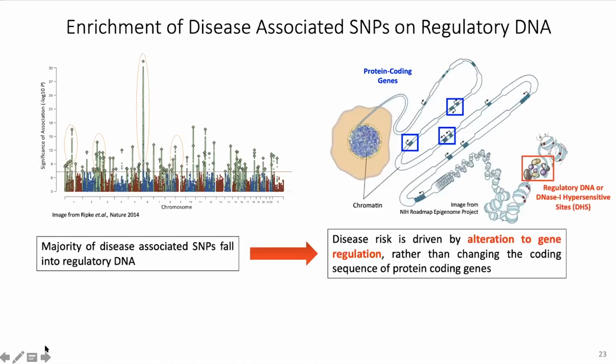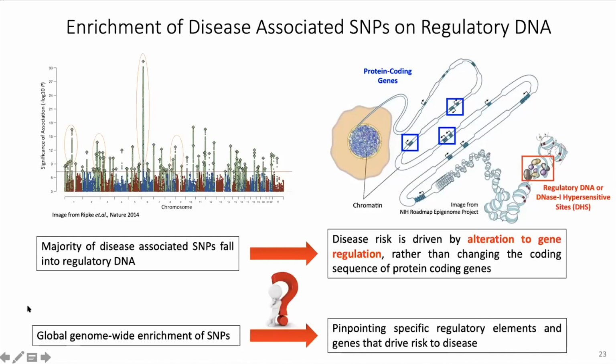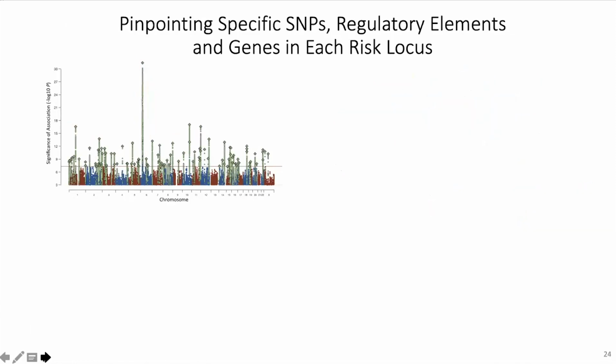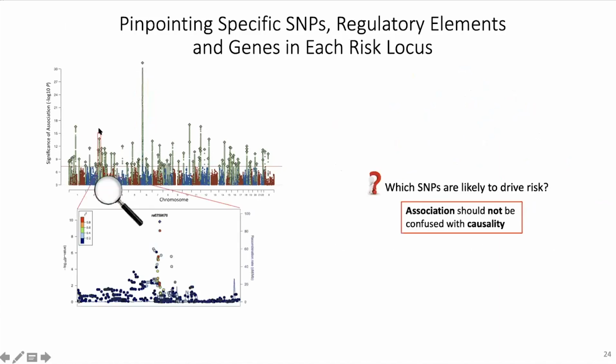However, the key challenge here is how we can go from this global enrichment of SNPs on regulatory regions to pinpoint the specific regulatory elements and genes that drive risk to the disease. Let me explain this problem a little bit in more detail. If we focus on one of the loci that have association signal, then you can see that there are multiple SNPs located in this region.